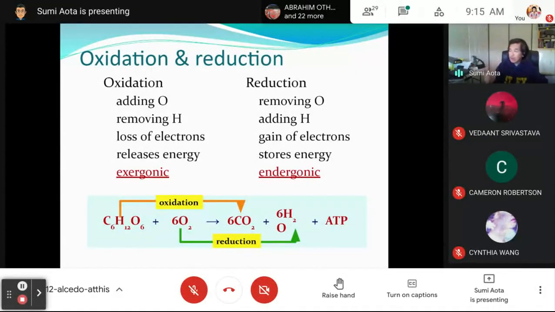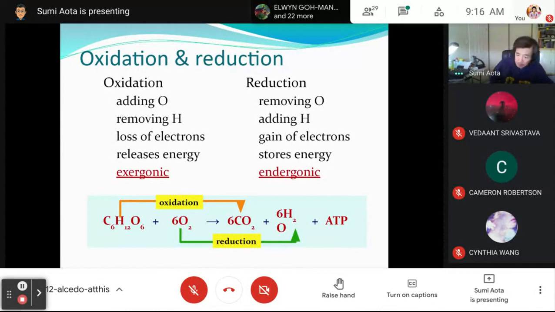Is anyone not clear on that point? What the point of the redox reaction itself is, because this is the point that most people tend to miss. If you're confused, hands up, and I'll try and go over it again. If you're clear, we'll move on.